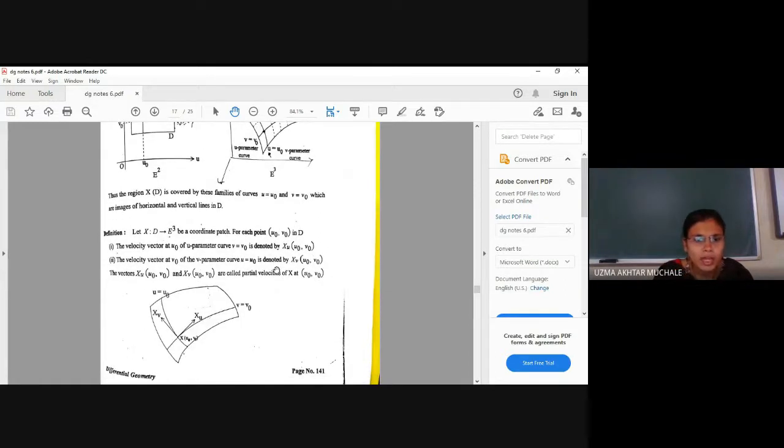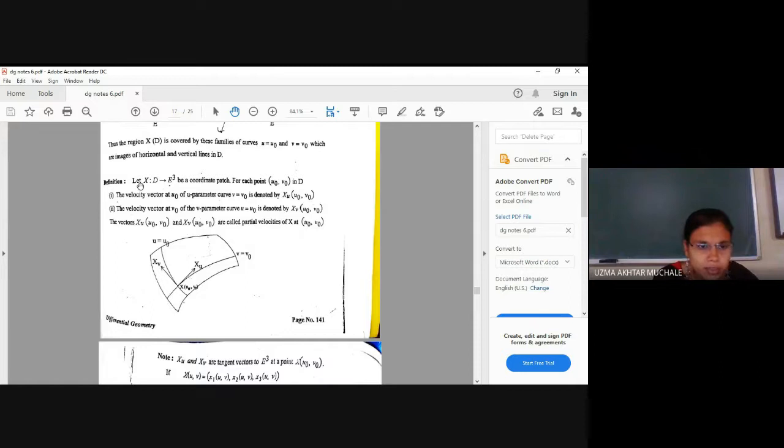Okay, so here you can have a definition of patch computations. Sorry, velocity. Velocity vector at u naught of a u parameter curve. To find your velocity, as it is a function of u, you have to differentiate with respect to u. If you differentiate with respect to u, you will get the velocity xu. Now, if you differentiate with respect to v, you will get the velocity xv. At this point u naught v naught, we can find xu and xv.